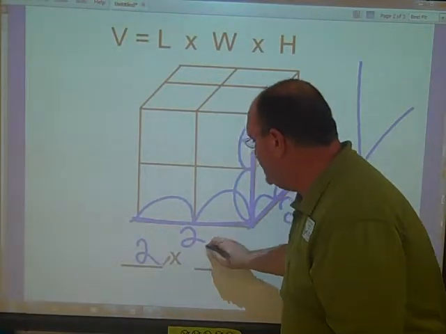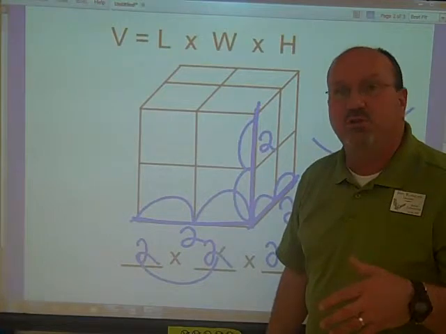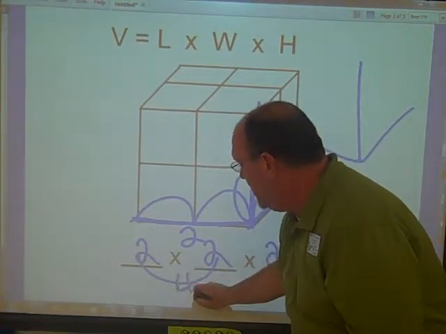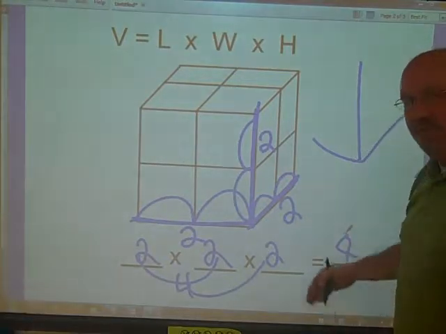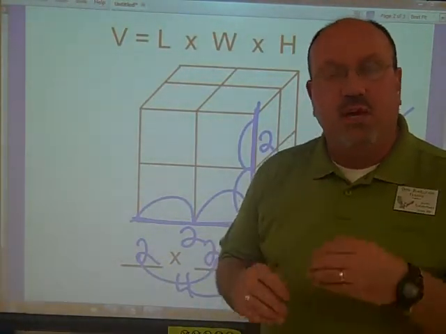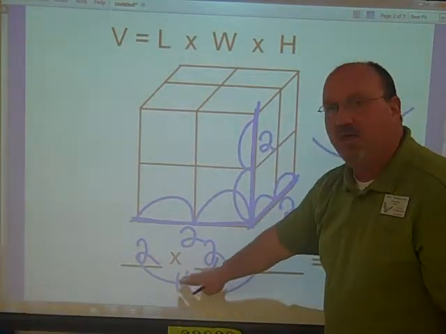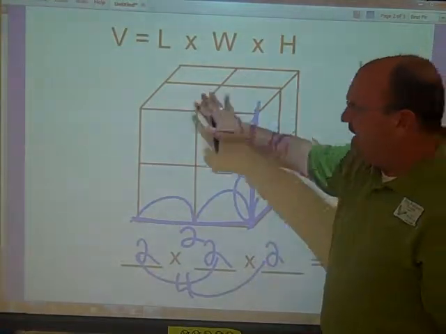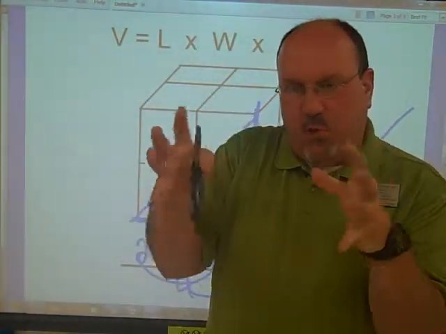So it's 2 times 2 times 2. Let's do them one at a time. 2 times 2 is 4, and then 4 times 2 is 8. So the volume of this particular three-dimensional solid is 2 times 2 times 2, which is 8. That's how you get the volume of a three-dimensional solid when it's a nice, good square box.